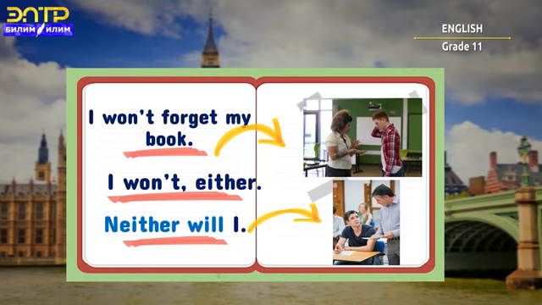I won't forget my book again. Neither will I. Neither, then the helping verb of the future simple will without negative not and the subject pronoun I. But where did we get the helping verb will? Look at the second sentence, won't. It consists of will not. It is an abbreviation here. So, we took will and use it with neither. Neither will I, without not, because neither gives a negative meaning.